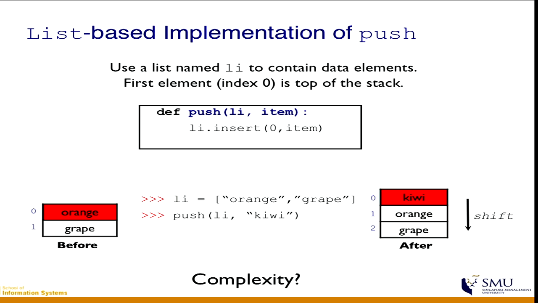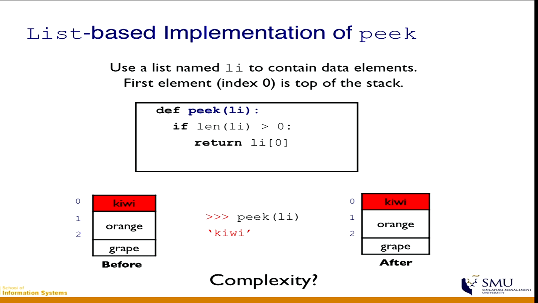Which means that the complexity of this is going to be O(n), because you need to shift. How many things do you need to shift? You need to shift n things if n things existed in the stack. Now, peek is to take a look at a specific element which is currently at the top. And the top is 0, so in this case I just need to read what is at 0, and that returns the top. So the complexity of this will be O(1), because all you need to do is go to index 0 and return the element there.